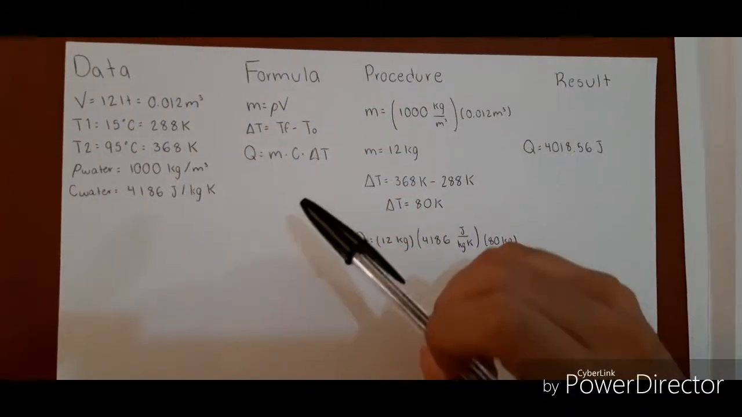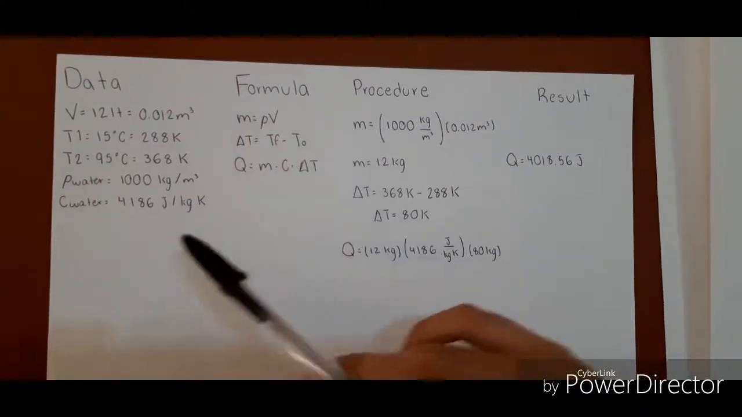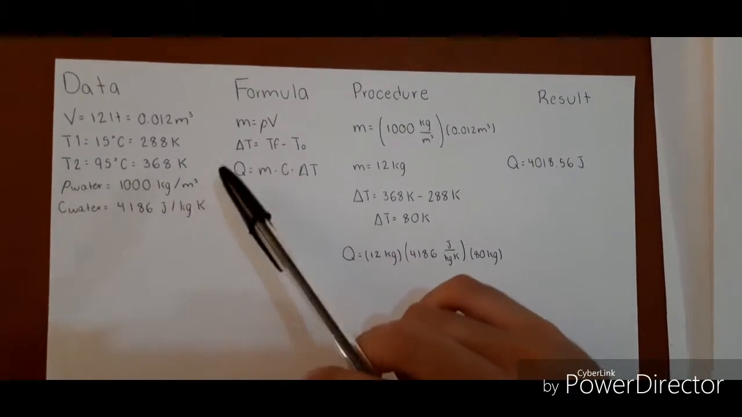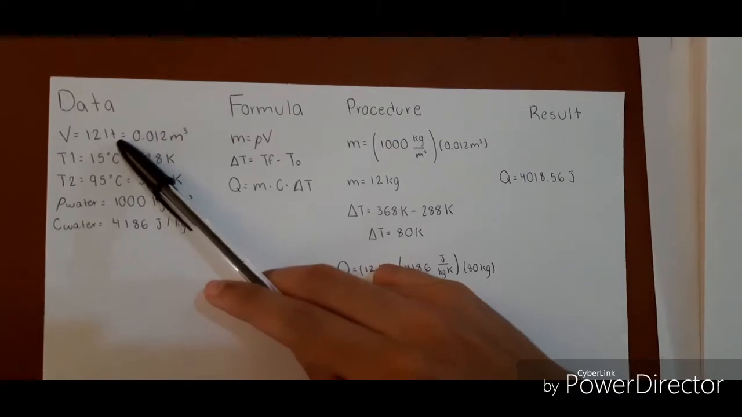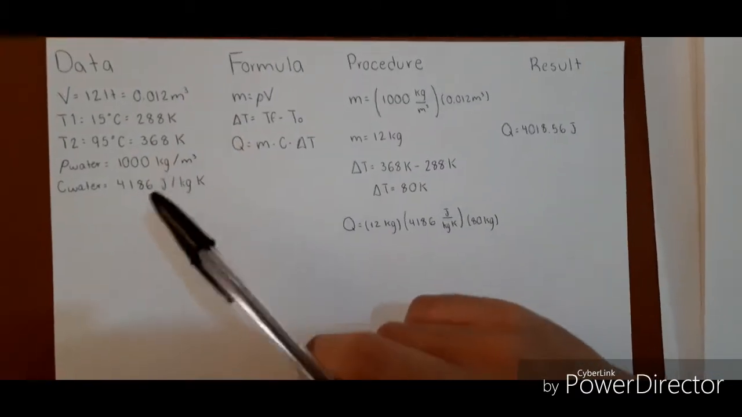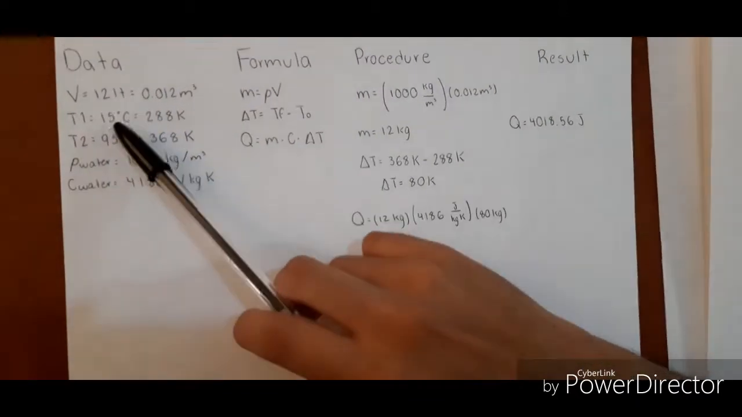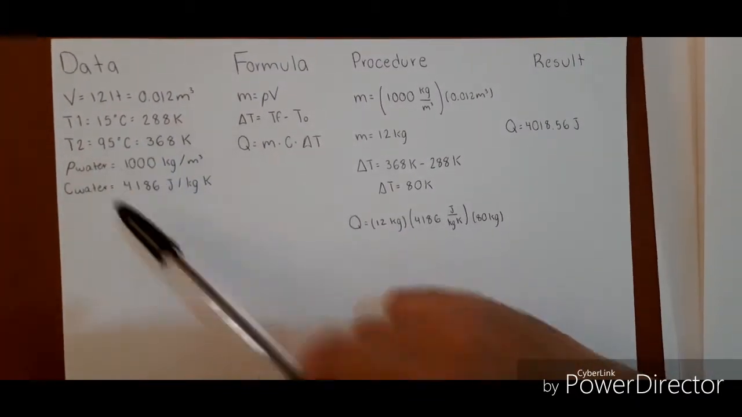Well, for the problem, we're going to explain how much heat the engine of an automobile transfers to 12 liters of water contained in the cooling system of the same, if the temperature of the water rises from 15 degrees Celsius to 95 degrees Celsius.